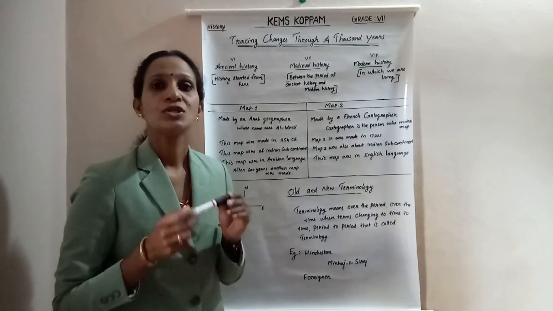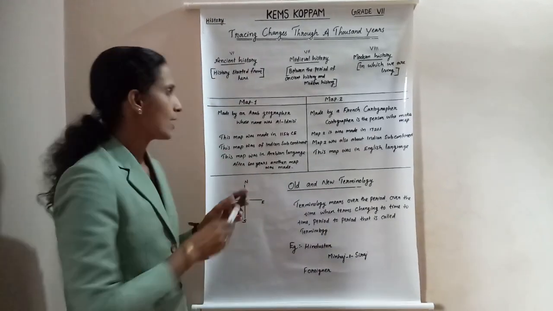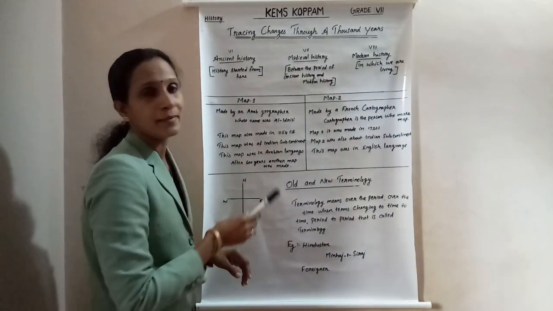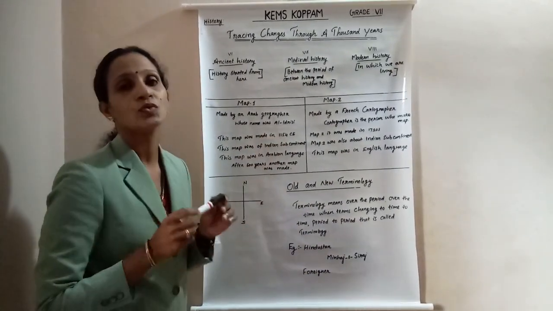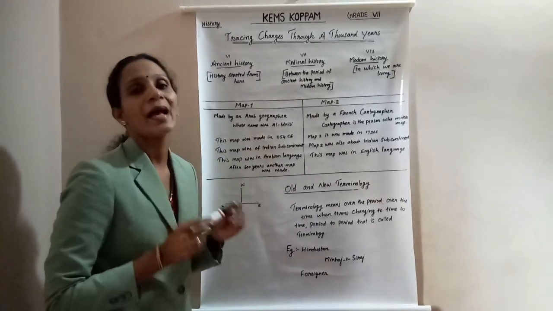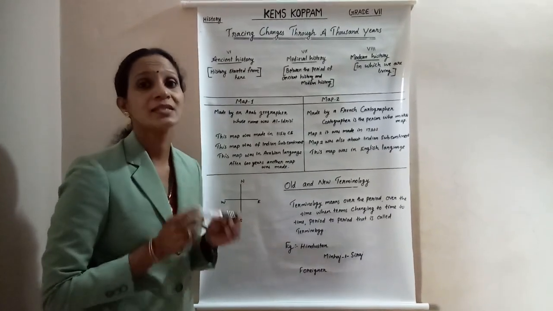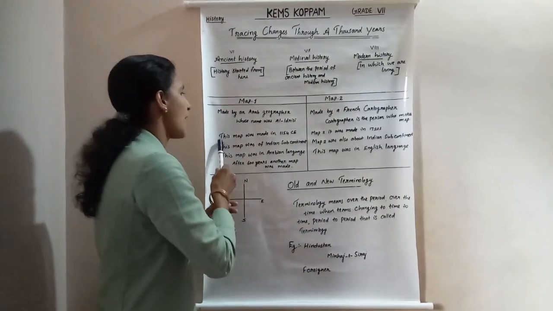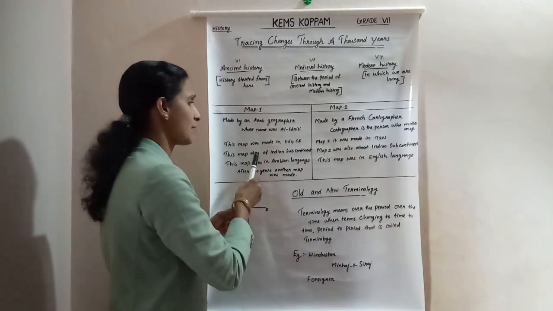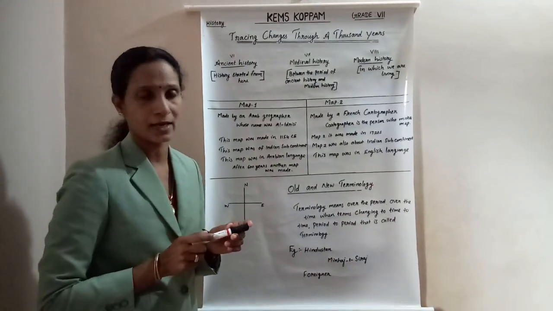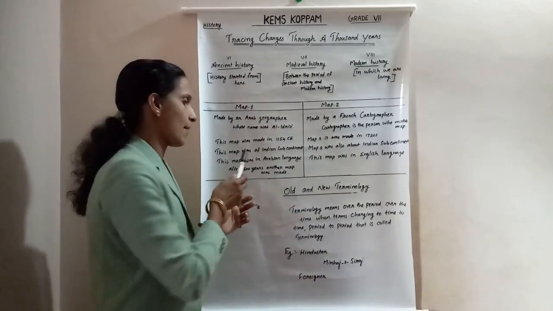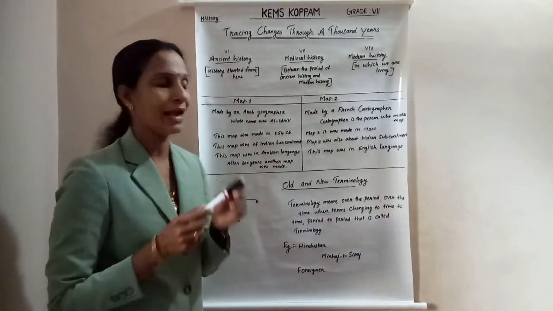In this chapter, two maps are given, map 1 and map 2. Map 1 was made by an Arab geographer whose name was Al-Idrisi. Map 1 was made in 1154 CE. This map was of the Indian subcontinent and was in the Arabic language.